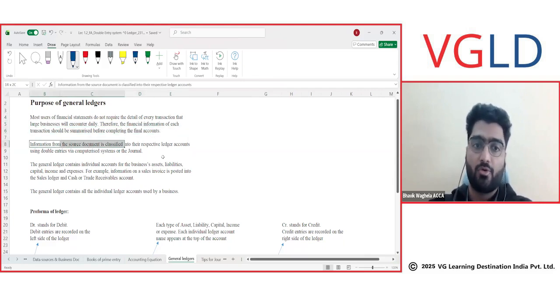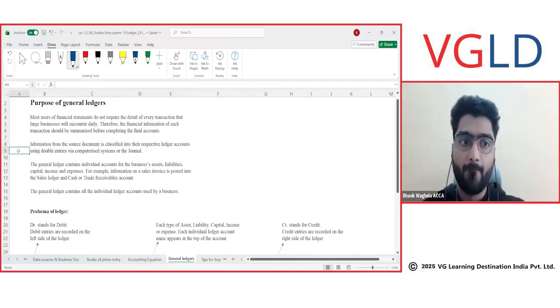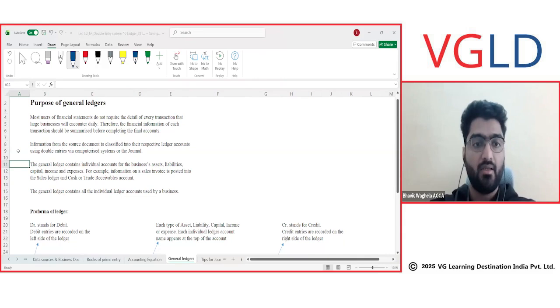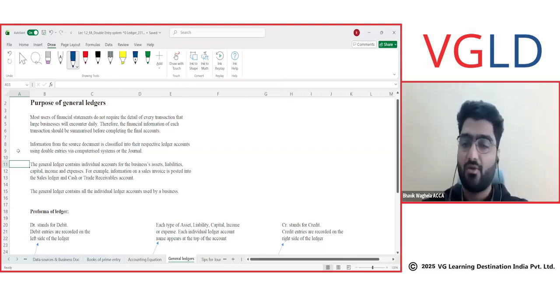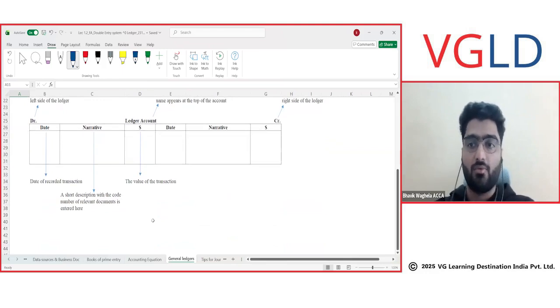Now, information from the source document is classified into their respective ledger accounts using double entries via computerized systems or the journal. Now, the general ledger contains individual accounts for the business's assets, liabilities, capital, income, and expenses. For example, information on a sales invoice is posted into the sales ledger and cash or trade receivables account. The general ledger contains all the individual ledger accounts used by a business. Okay. So this is how a pro forma of ledger account looks like.